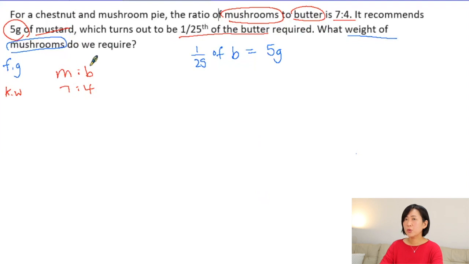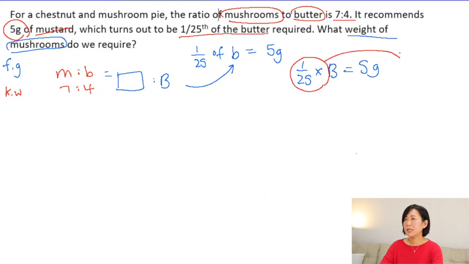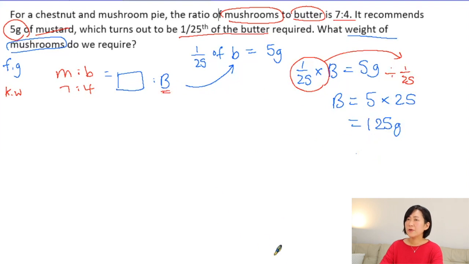So we know that the ratio of mushroom to butter is 7 to 4. Then our final goal is finding the amount of mushroom. That's the missing number, right? That we can find the amount of butter using the clue here. Now, 1/25 times butter is 5. So now let's move 1/25 to the other side. That means you divide by 1/25. So your butter is 5 times, flip over, so 25. That gives you 125 grams. So finally we found the amount of butter.